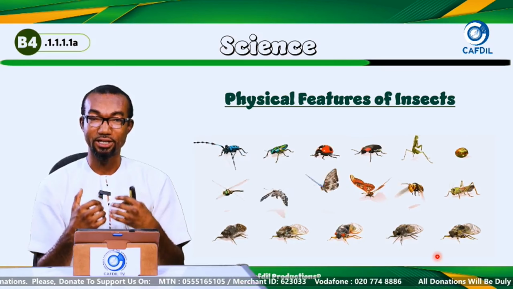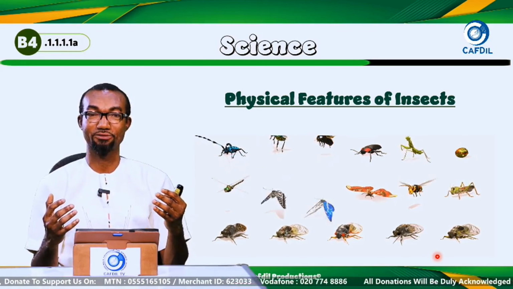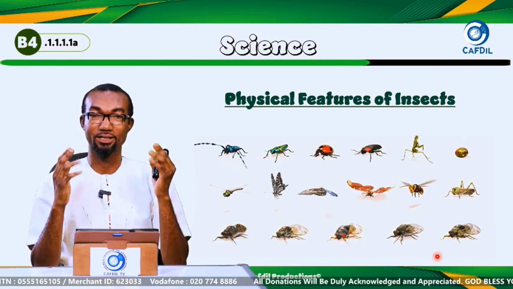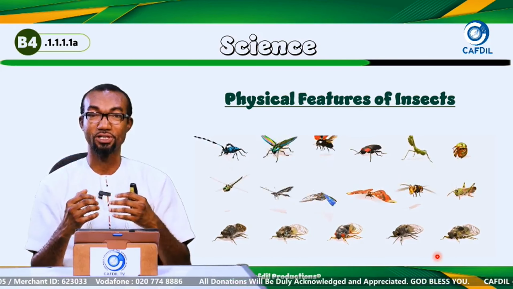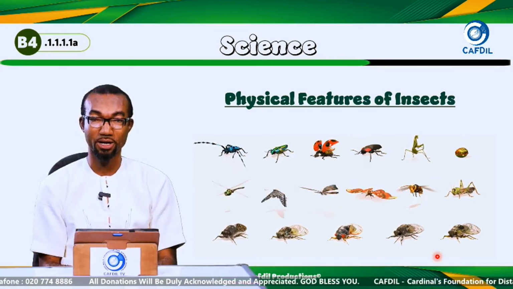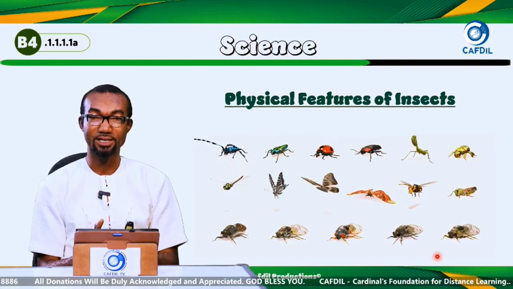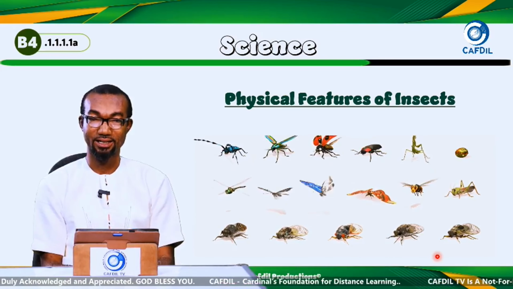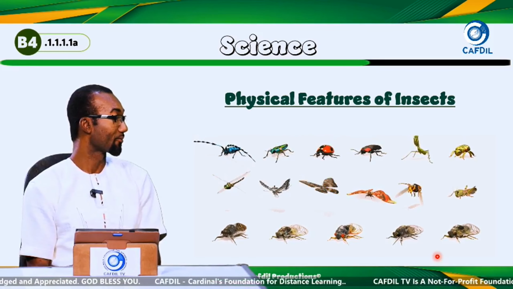When you take the human being, what are some of your physical features? You have 2 hands, you have 2 legs, you have head, you have pair of eyes, you have nose. These are all physical features anybody can see about a human being. So when we come to insects too, let's go through some of the physical features that insects have.